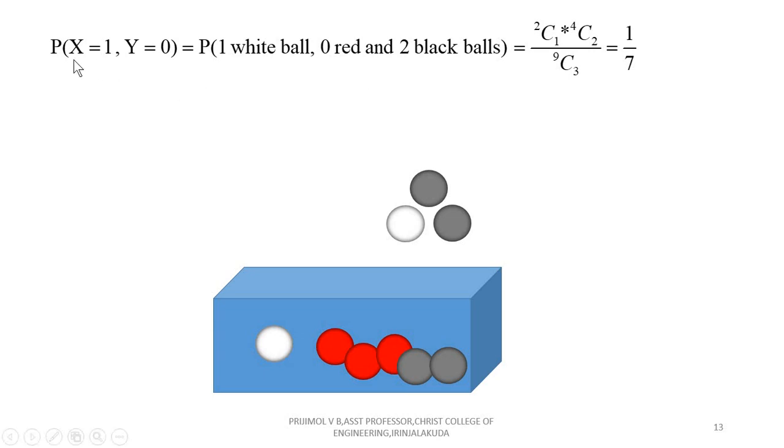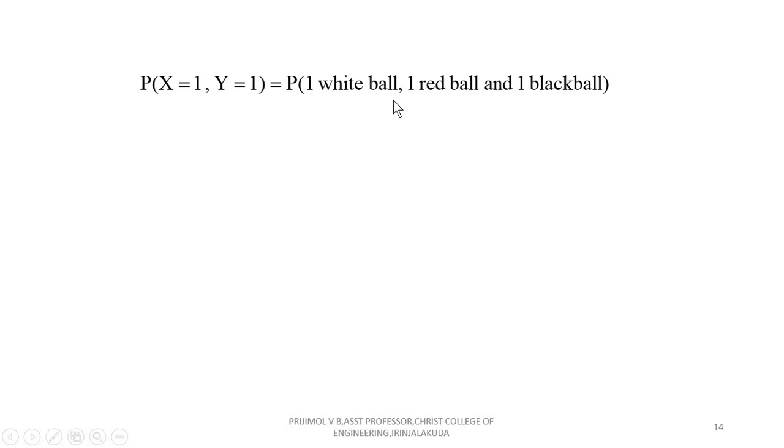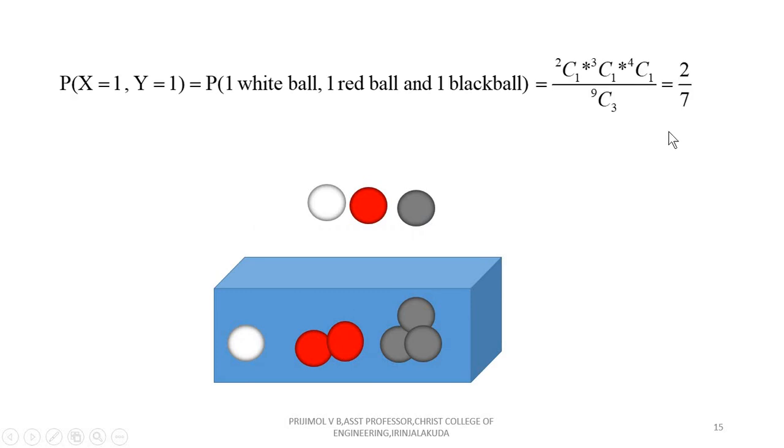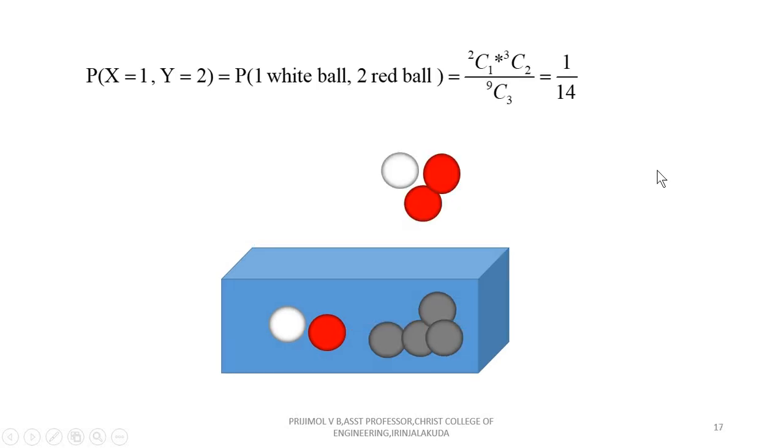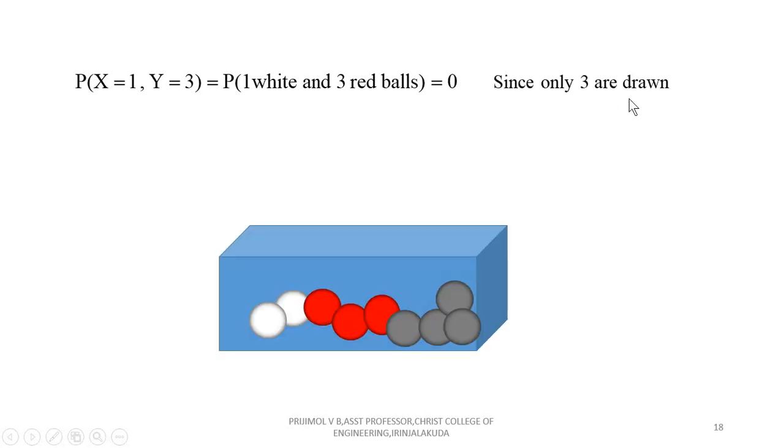Now next we will find x equal to 1 and y equal to 1. So here also 1 white ball, 1 red ball and 1 black ball. So this is the probability. Next x equal to 1 and y equal to 2. So this is the probability. Next x equal to 1 and y equal to 3, and you know that we have a total of 4 balls here, and therefore the probability is 0 because we have taken only 3 balls from this box. So this is not possible, therefore the probability will be 0.